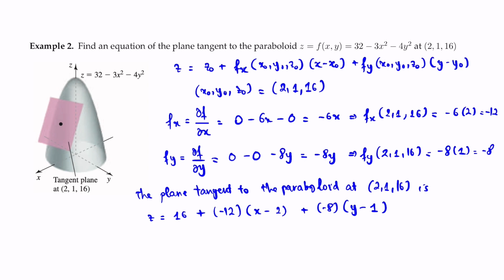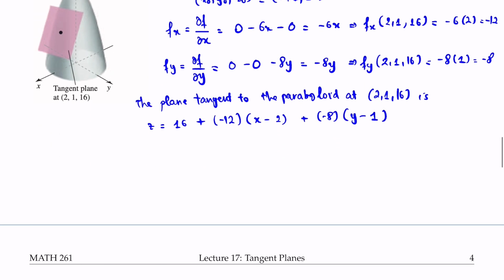And we're going to simplify this a little bit further. So you have z equal to 16 minus 12x plus 24 minus 8y plus 8. Then we're going to put all the variables to one side of the equation, and we get 12x plus 8y plus z equal to 48. And that is the equation of the plane tangent to the paraboloid at the point 2, 1, 16.